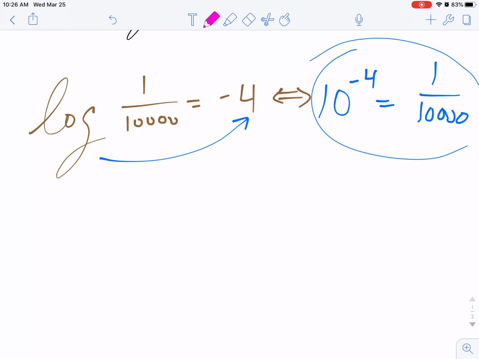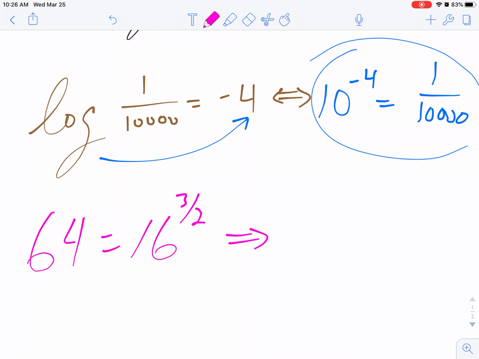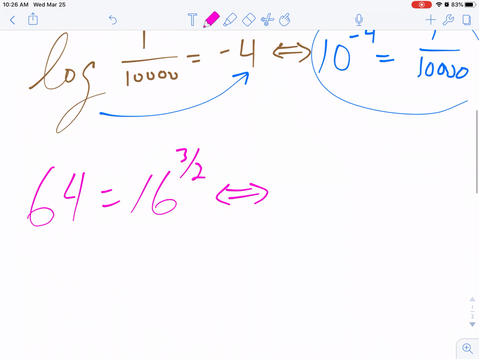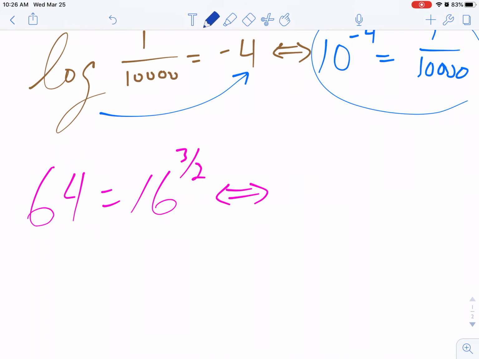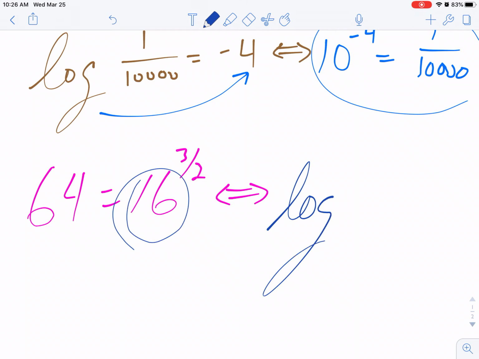So convert this one. 64 equals 16 to the 3/2. Convert that into a logarithmic expression. So the thing that I look at first is, what's the base? Well, the base is the 16. The base of the exponential term is going to be your base of your log term as well. Okay, so base of 16, and then I leave a little space. I put an equal sign. So I'm done with the 16.